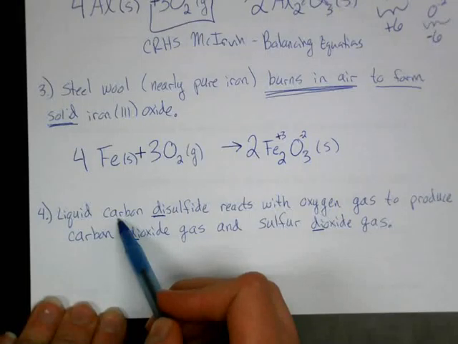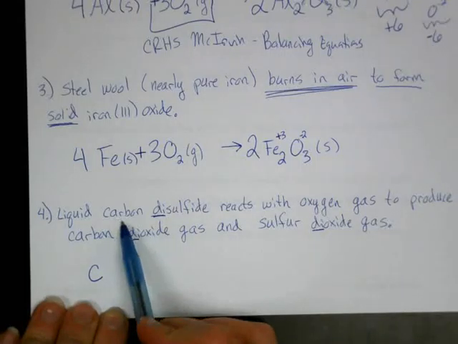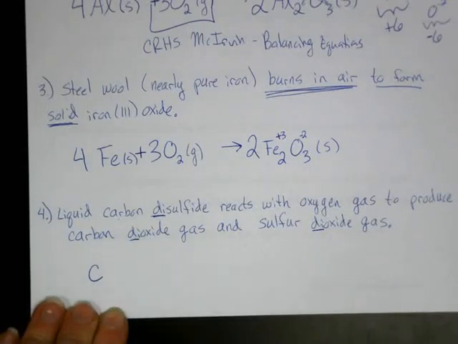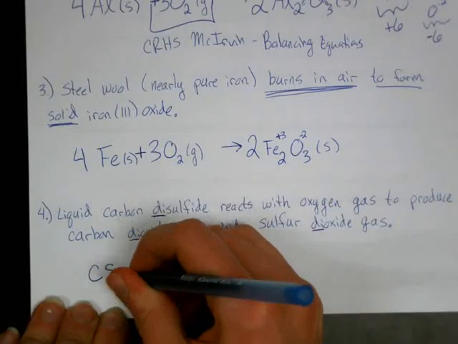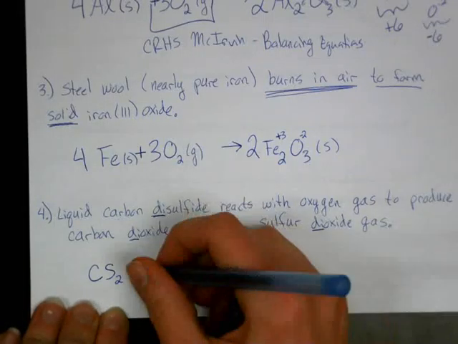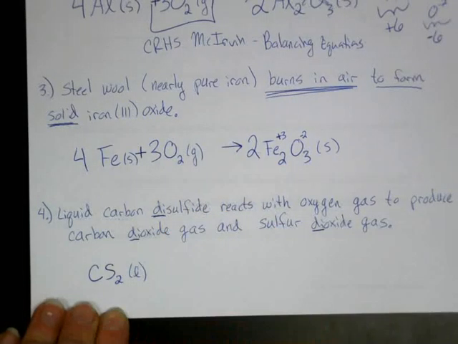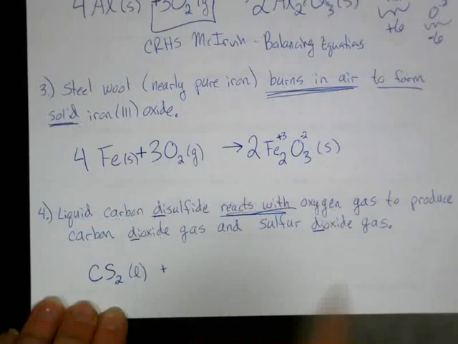So, if it says carbon disulfide, there's no prefix in front of carbon. That means I just have one. It doesn't say monocarbon, it doesn't say dicarbon, it doesn't say pentacarbon. It just says carbon. So I'm going to have one of them. Disulfide is 2, so that means I have 2 sulfurs. So I'm going to write it like this. And that was a liquid. So I'm going to put my state of matter as an L.